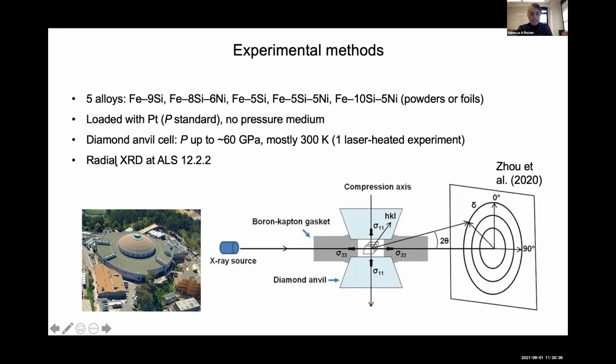And we did radial X-ray diffraction at the ALS beamline 12.2.2. This is just a schematic diagram. Basically, the idea is that the X-rays come in from the side. You use an X-ray transparent gasket. And so now the diffraction is happening perpendicular to the compression axis. So you see the highest possible stress.